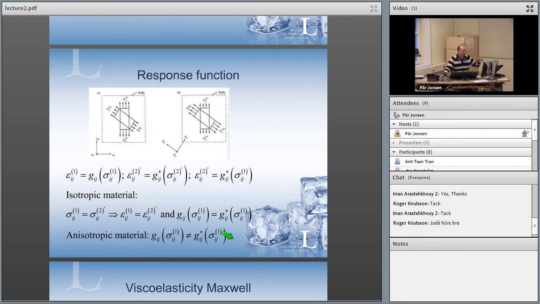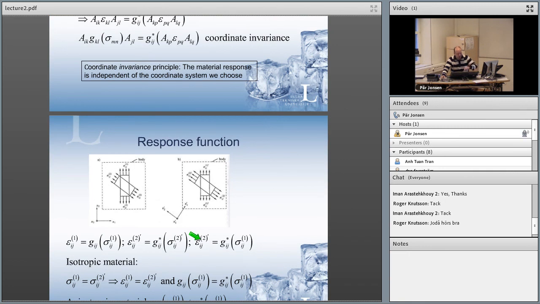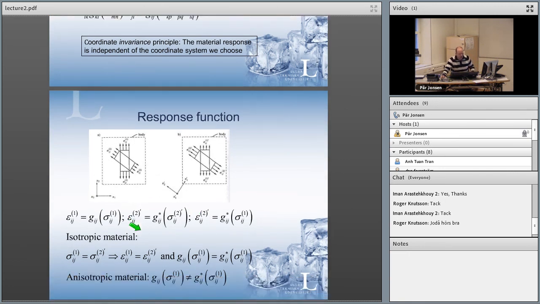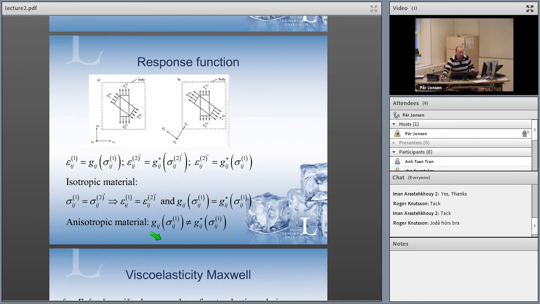But this is only valid for the isotropic material. If you for example have an anisotropic material where you have different properties in different directions, it's not valid. So that you have to think about. But this coordinate invariance principle is still valid, the difference is that this response function is also changing with the position. It's a bit tricky, this one, especially when it comes to the anisotropy, but I think it's quite well described in the book also, so check that out.